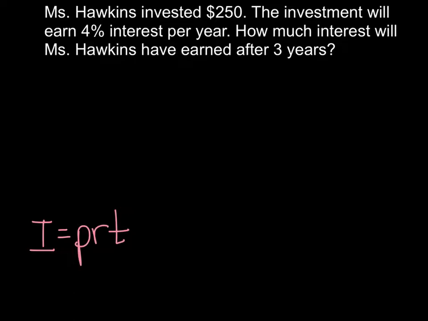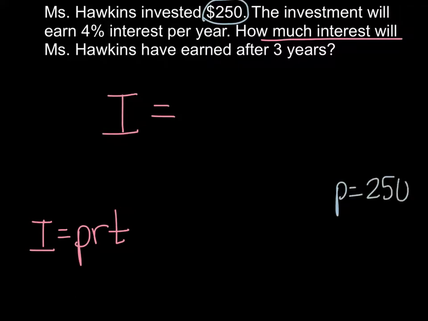Anyway, we want to find out the interest, right? How much interest will Miss Hawkins earn? So I already know that that's going to be my unknown. Everything else is going to be given to me. So the principal, remember, is what was invested. So I'm just going to write that down. Principal is going to be 250.